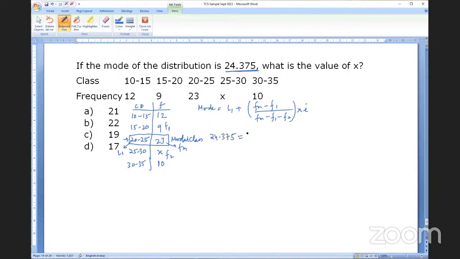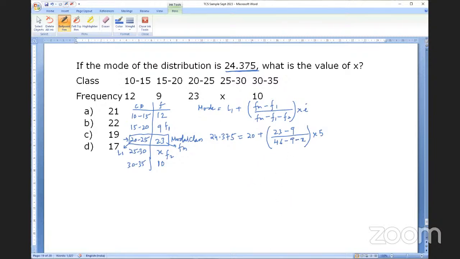24.375 equals 20 plus (Fm is 23, F1 is 9, so 23 minus 9) upon (46 minus 9 minus X) into 15 minus 10 is 5. So the class width is 5. That's it. We just need to solve this.